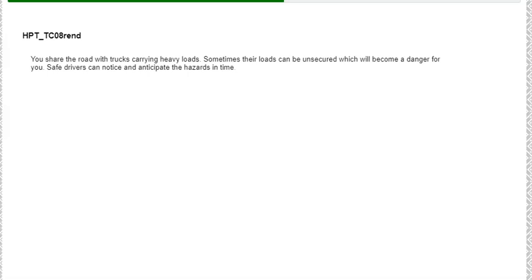HPT clip number 8. You share the road with trucks carrying heavy loads. Sometimes their loads can be unsecured, which will become a danger for you. Safe drivers can notice and anticipate the hazards in time.